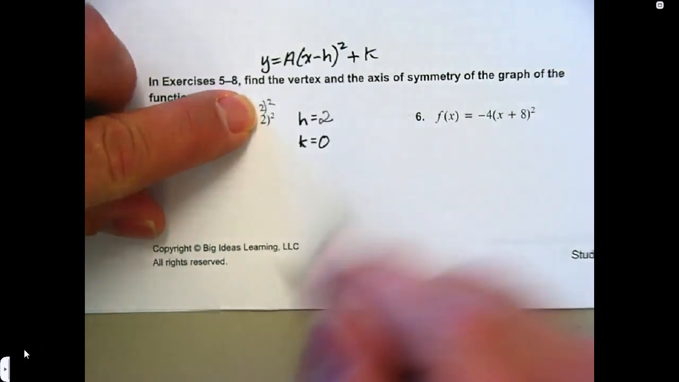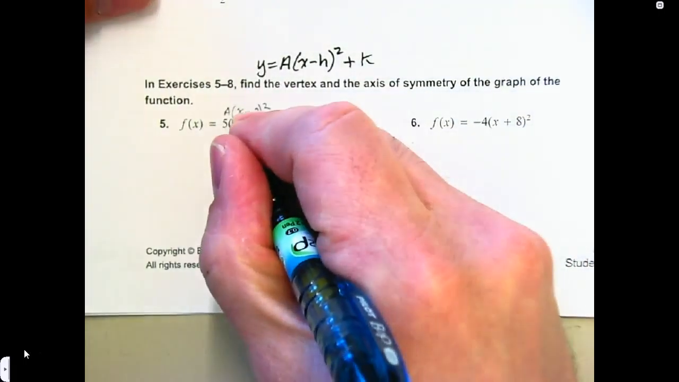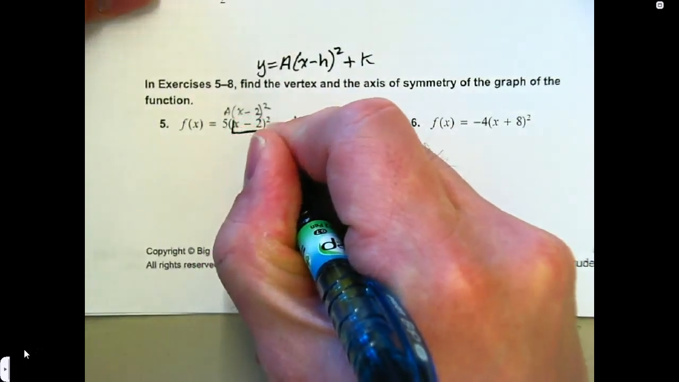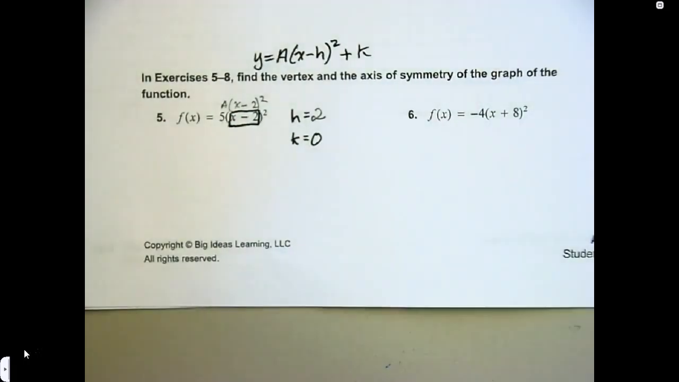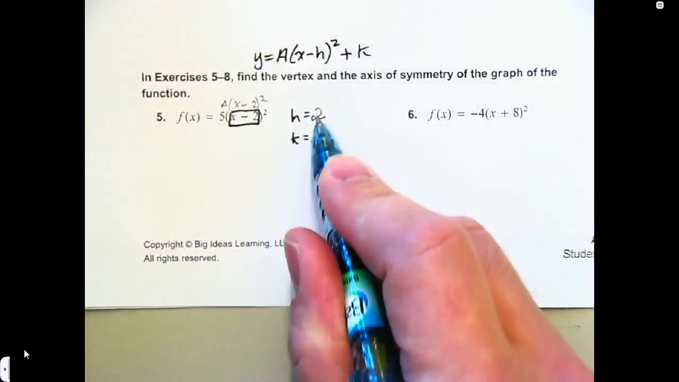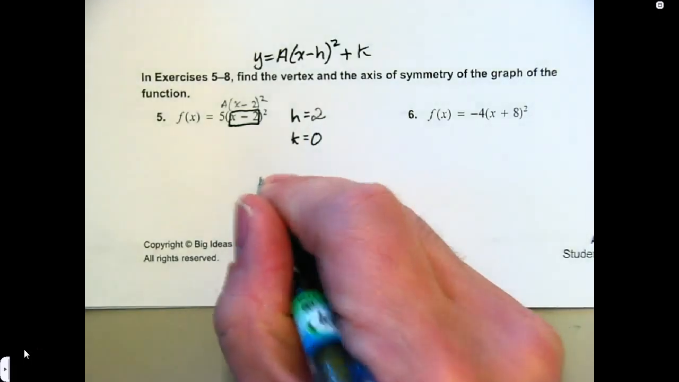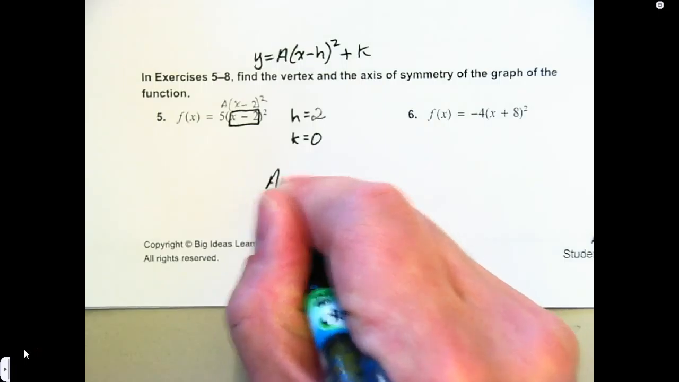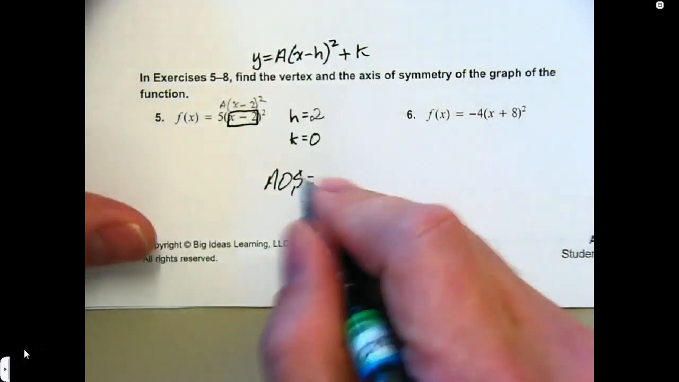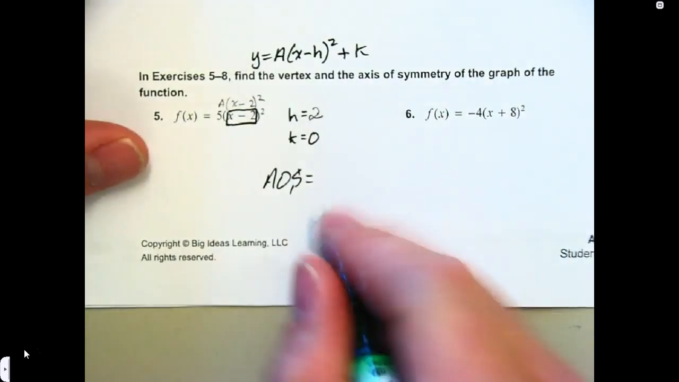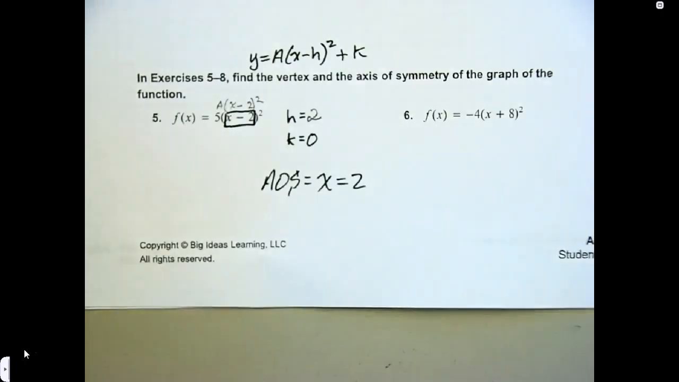Probably the better way to think about this, and the way that will help you later in math, is to think of it this way. What will make that equal 0 in there? And the answer is 2. So h is 2, k is 0. What's the axis of symmetry? It's not 2. It's not (2, 0). What is it, Isaiah? X equals 2. You've got to put x equals.